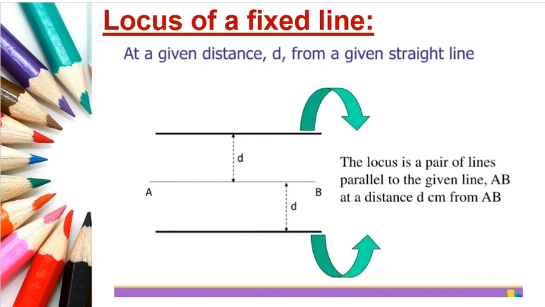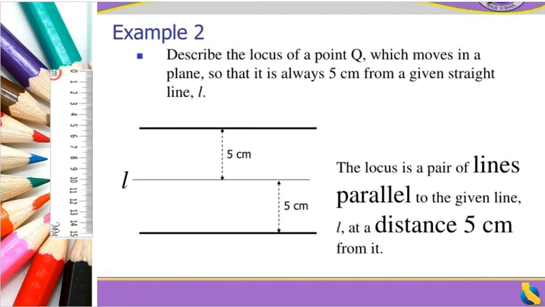Okay. How will we construct parallel lines? So if we have a question, for example, describe the locus of a point Q which moves in a plane so that it is always 5 cm from a given straight line L.